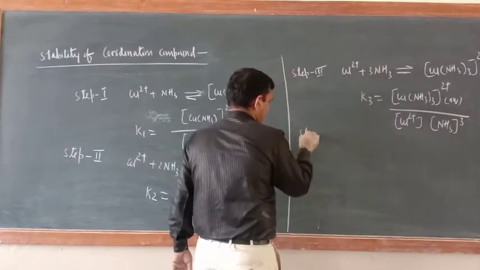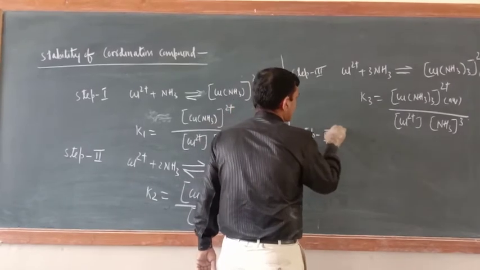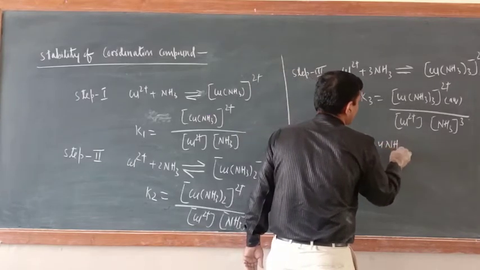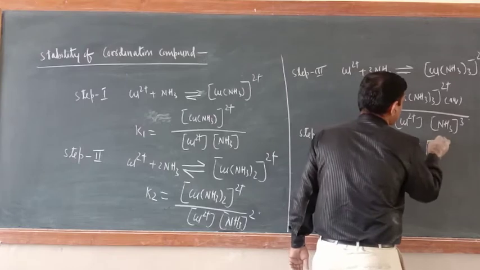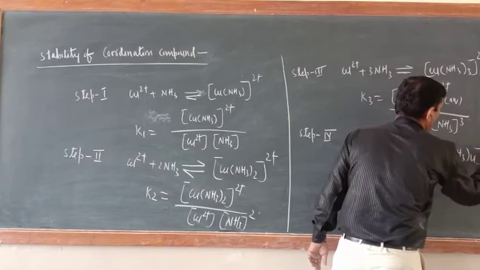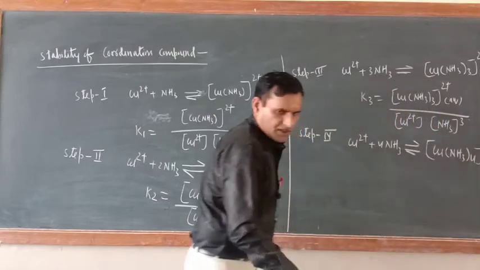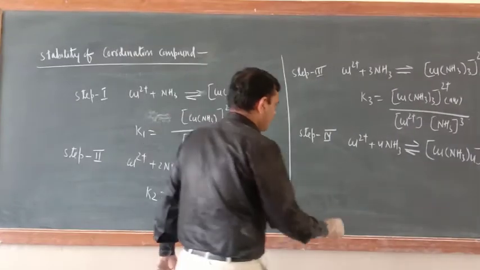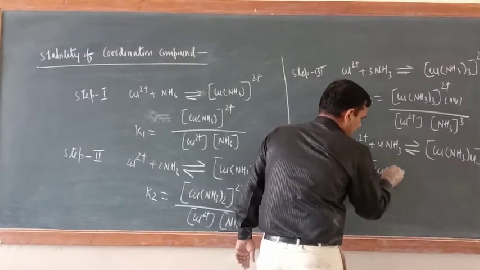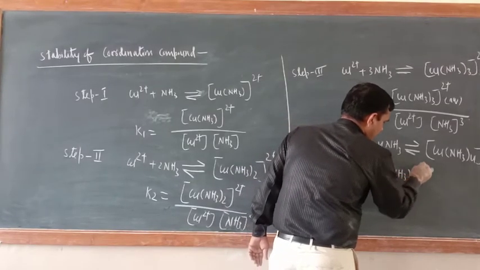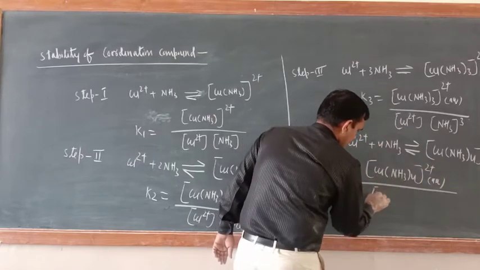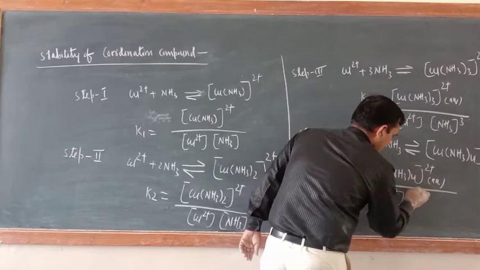Now step fourth: Cu2+ plus 4NH3 gives [Cu(NH3)4]2+ aqueous. So now K4 equals [Cu(NH3)4]2+ aqueous divided by [Cu2+] and [NH3] to the power 4.